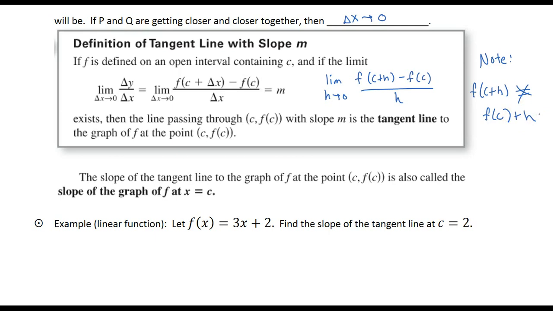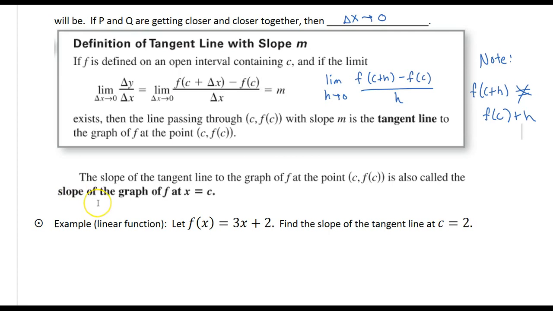It's not equal to f of c plus f of h. There's nothing you can do to separate that. You have to actually plug in c plus h into the equation. Okay, another thing that is important to note is that the slope of the tangent line to the graph of f at that point is also called just the slope of the graph of f.